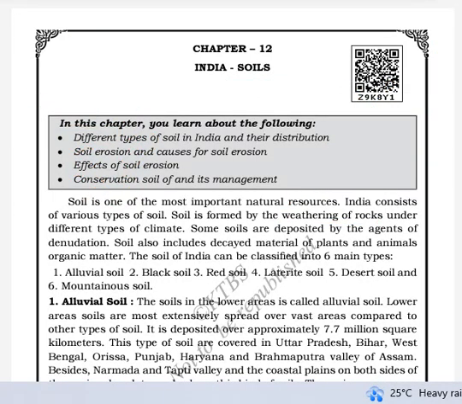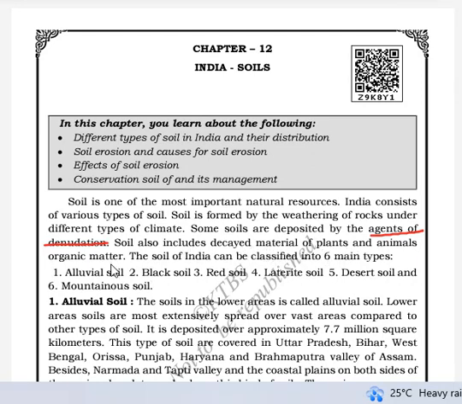Okay, so how is soil formed? Soil is formed by the weathering of rocks under different types of climate or climatic conditions. So if you want, you can underline this line in your textbook. Okay, some soils are deposited by the agents of denudation. Now see, what they are saying over there is that some types of soils are also formed by the agents of denudation like wind, water, and different climatic conditions. Soil also includes decayed materials of plants and animals, organic matter.